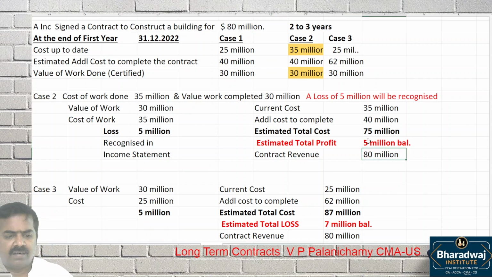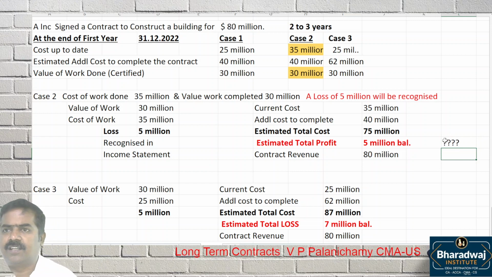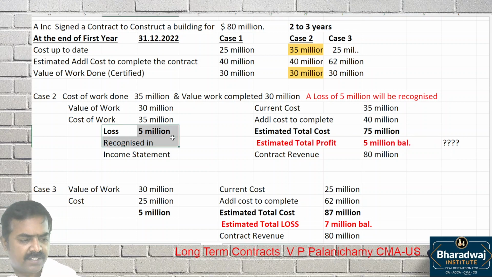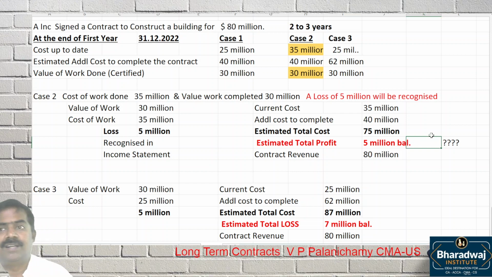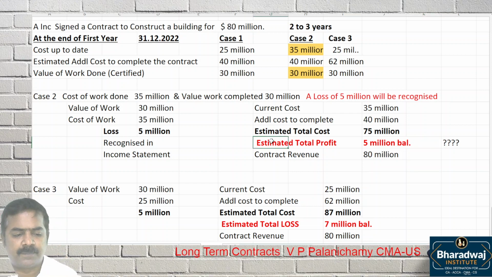5 million. Wait. Why can't I recognize this in income statement? Is it a current period profit or future period profit? Future period profit. Current period, there is a loss of how much? 5 million. Recognize in income statement. Again, it is against conservatism or prudence. Do not record anticipated profit.